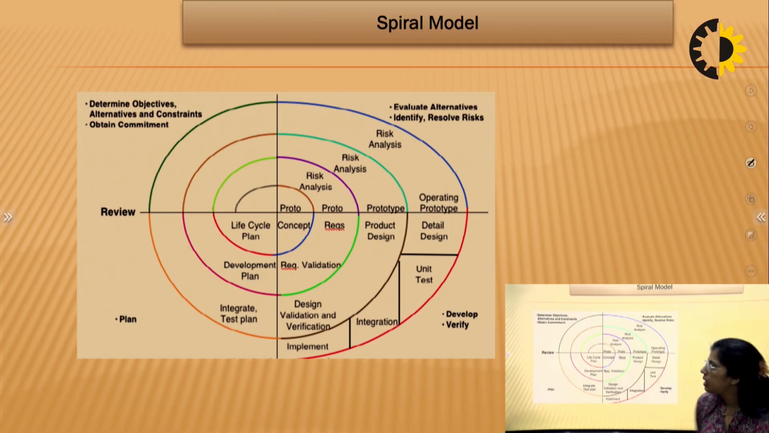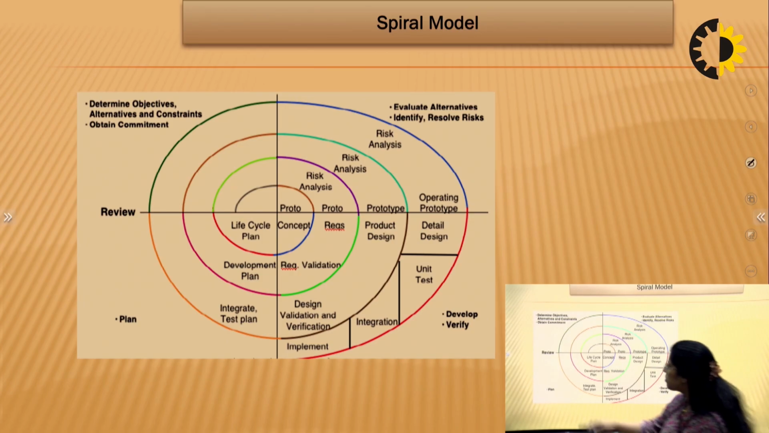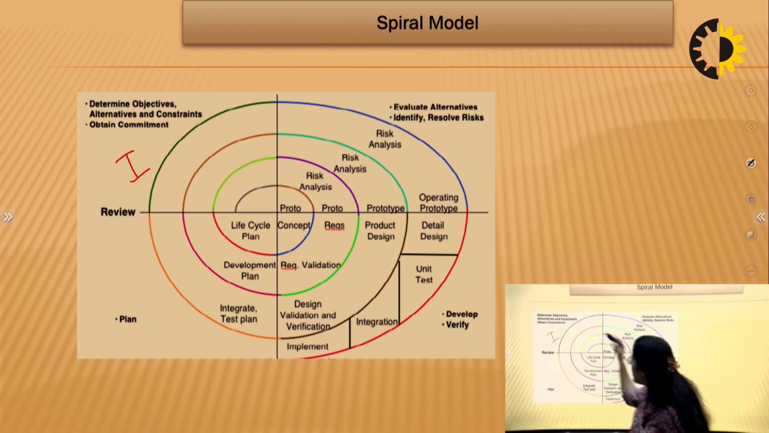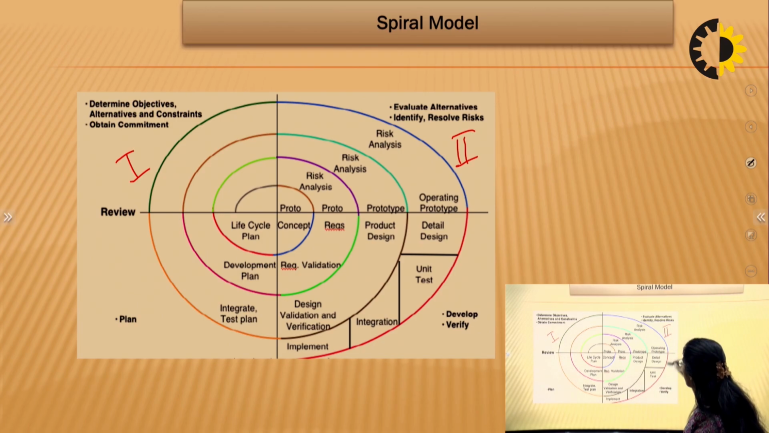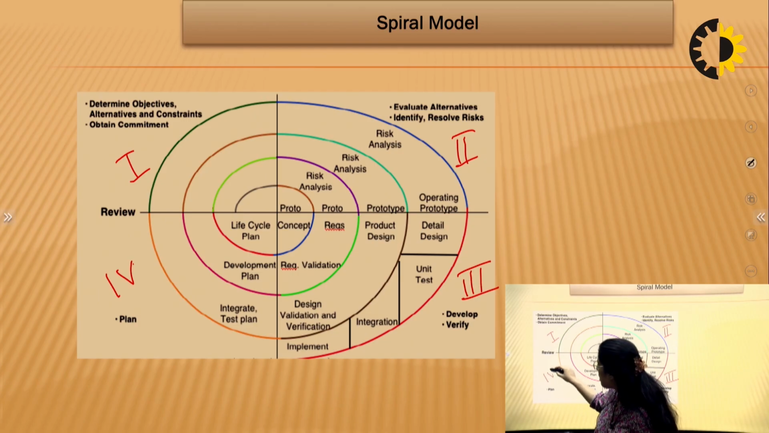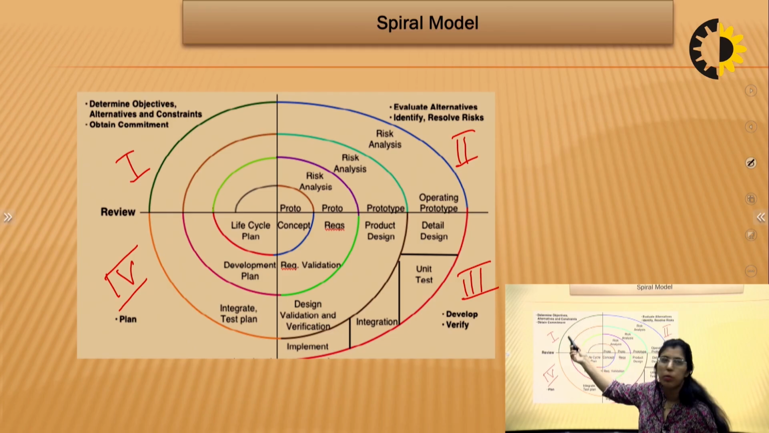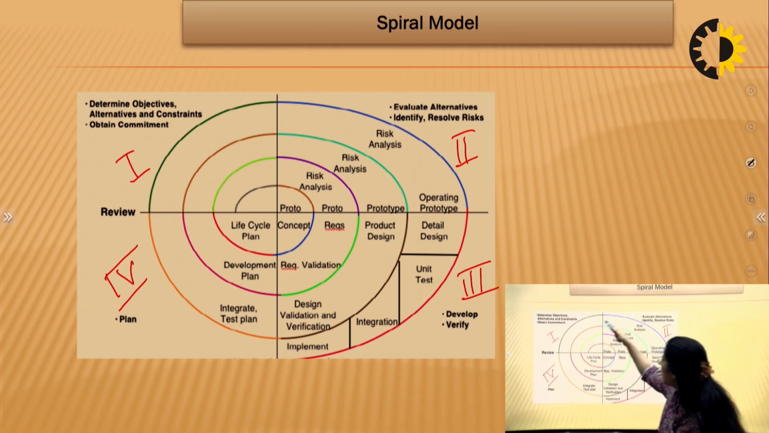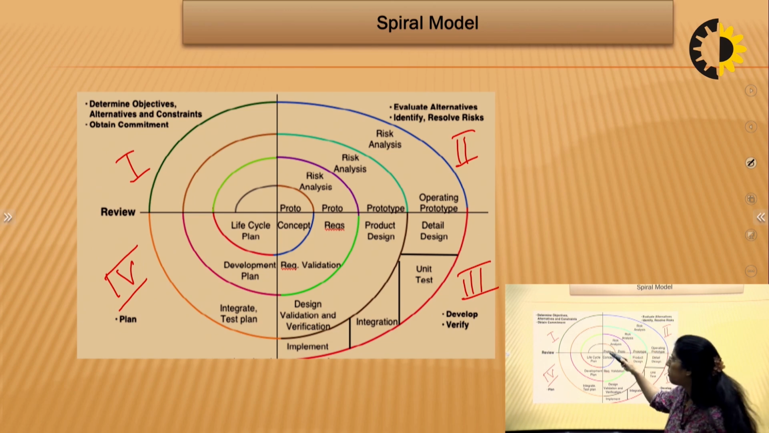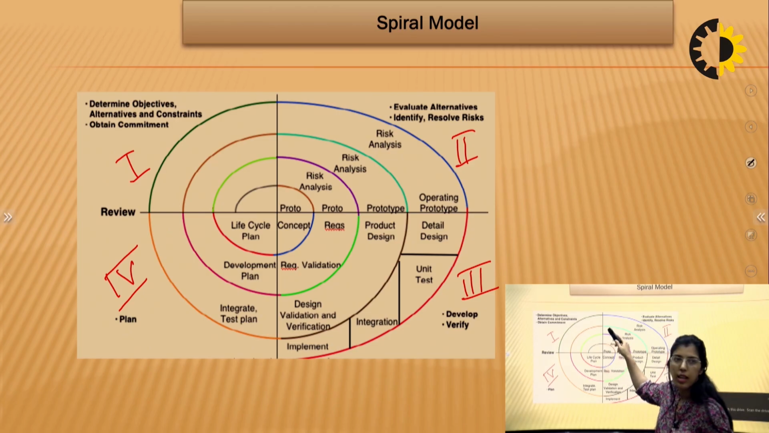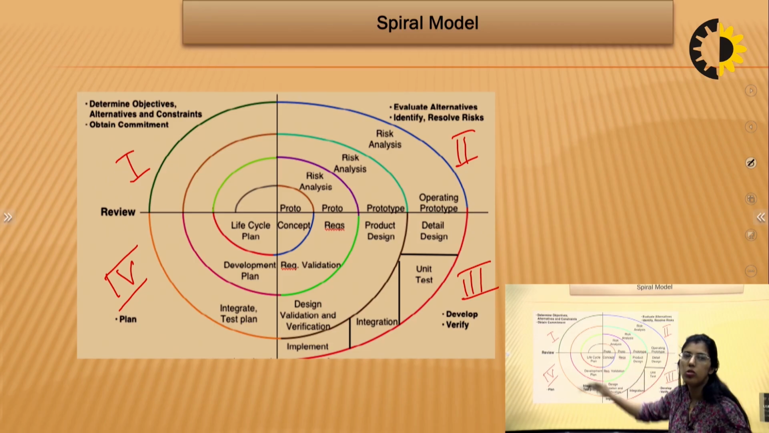So here you can see the model. This model starts from this particular phase. This is the first phase, then comes the second. All these are regions basically, and different phases are divided in those regions. Firstly, we determine objectives, alternatives, constraints, obtain commitment, etc. Then this cycle goes on. We develop a prototype and all. Then the concept is made, the life cycle plan is decided. Then risk analysis is done. Again, all this goes on in a spiral.